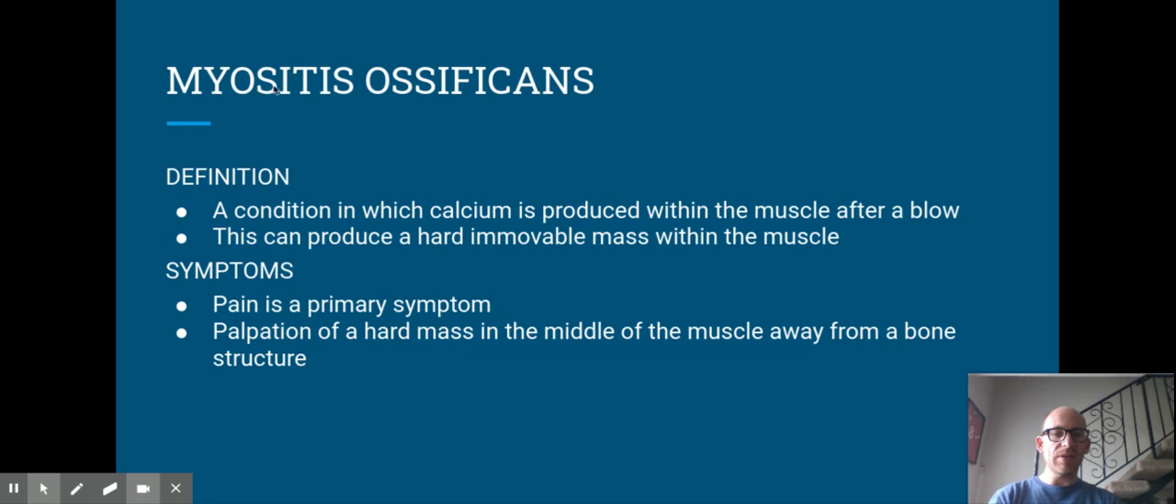Pain is the primary symptom, but you have to think about the context. So it has to have happened around that impact. And then it doesn't immediately occur. So this might occur in the days afterwards. And you might feel or palpate a hard mass in the middle of the muscle away from the bone. Okay, so that's what myositis ossificans is.